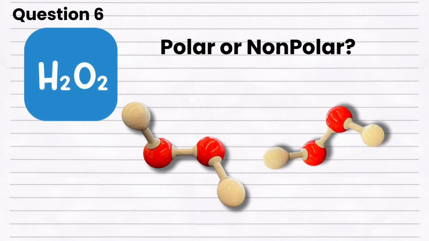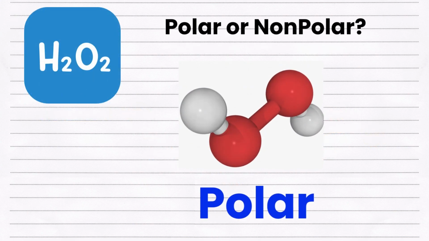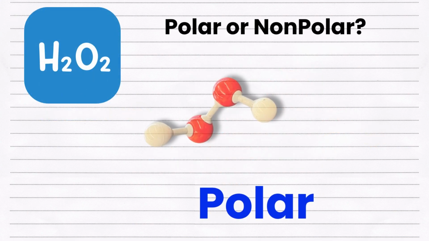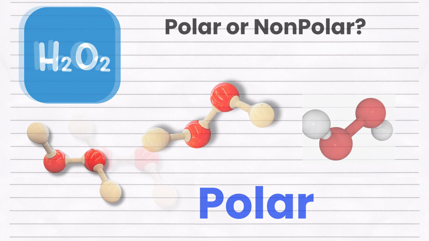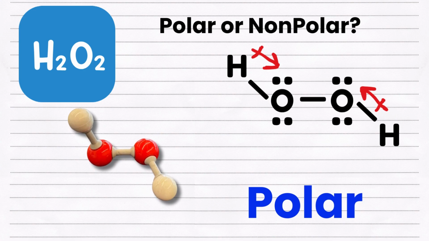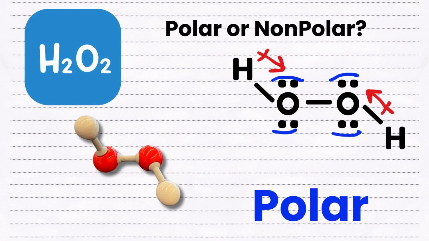6. H2O2, hydrogen peroxide, polar or nonpolar? It is polar. It has a bent geometry. It is not a symmetrical molecule when you look at its three-dimensional image. The O-H dipole moments do not cancel out. Also, the oxygen atoms have 2 lone pairs of electrons. Therefore, the molecule is polar.